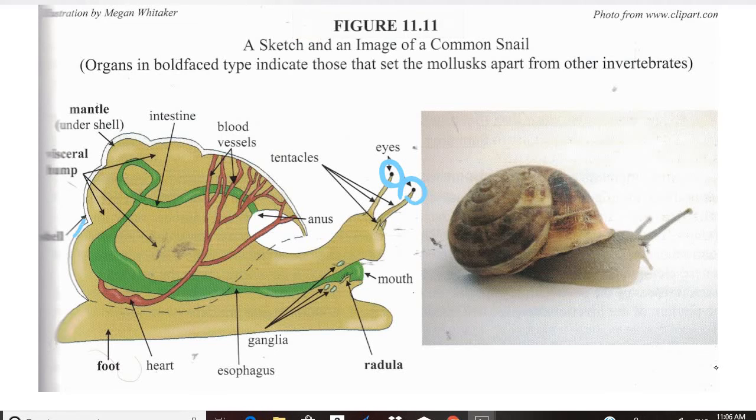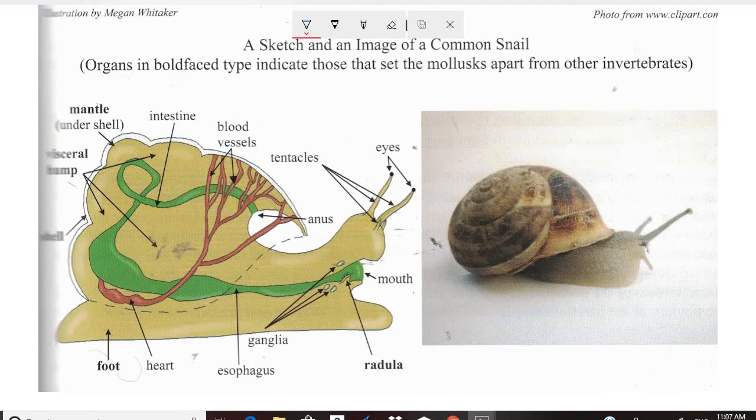First of all, the outer part is the shell. Then underneath the shell is the mantle. And so all this stuff in here is called the mantle. Then the organs are inside that mantle. So here in green, you see the intestine. Down here you see the heart and the blood vessels. So the mantle is the tissue that surrounds those internal organs.